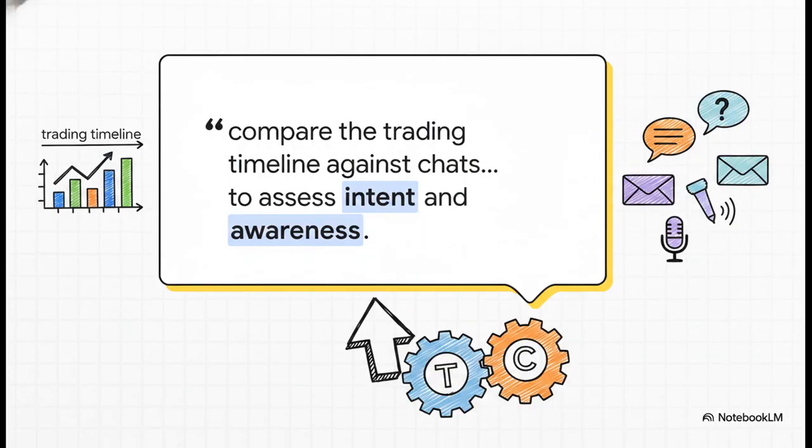But here's the thing. A sequence of numbers alone always leaves a little room for doubt. To establish true intent and awareness, investigators must compare the trading timeline directly against chats, emails, or voice records. Combining the hard mathematical sequence of trading with the very human element of communication surveillance, that is exactly how you nail down a trader's true intent. It completely bridges the gap between what actually happened and why they did it.